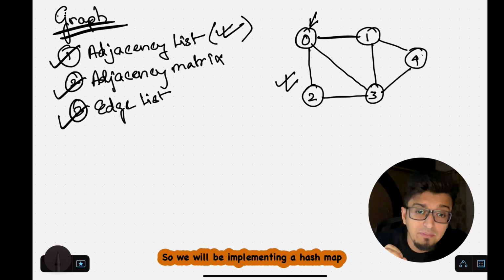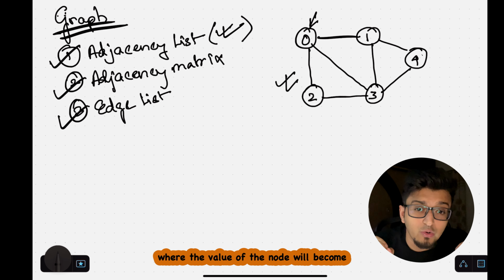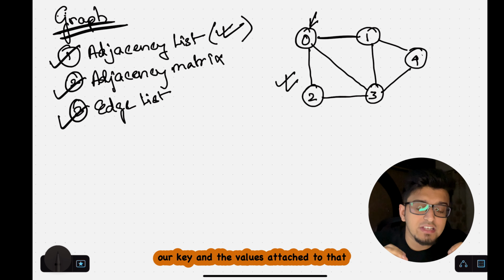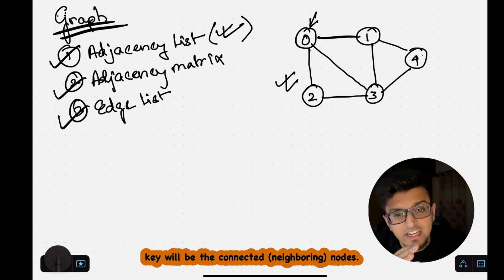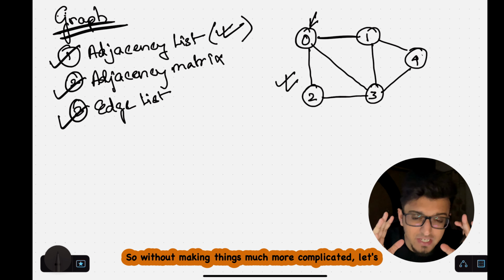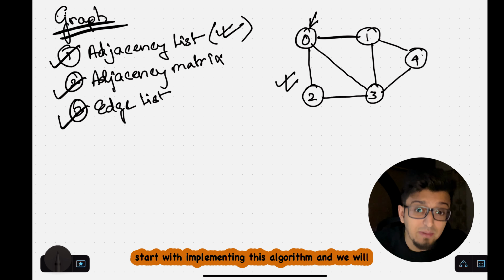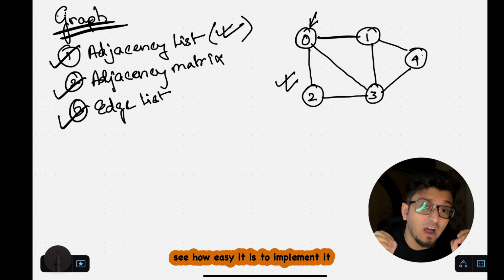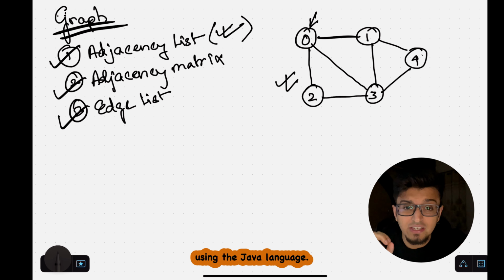So we will be implementing a hash map where the value of the node will become our key and the values attached to that key will be the connected nodes. Without making things much more complicated, let's start with implementing this algorithm and we will see how easy it is to implement it using the Java language.